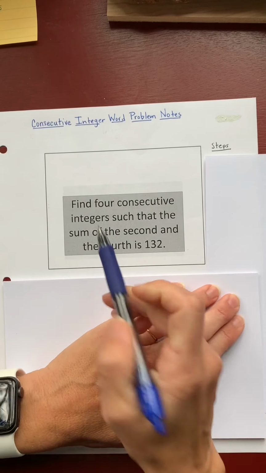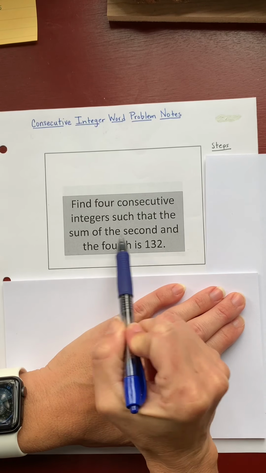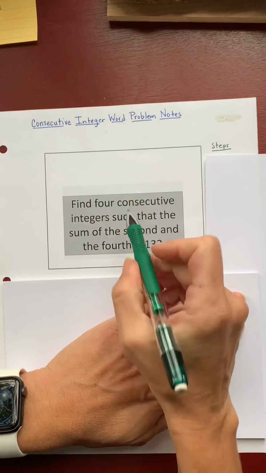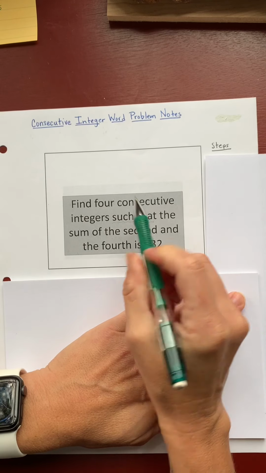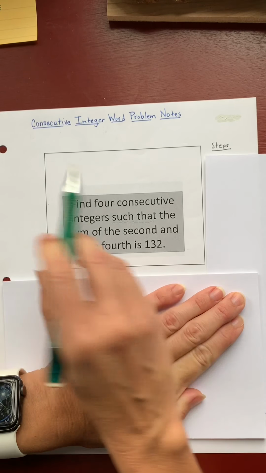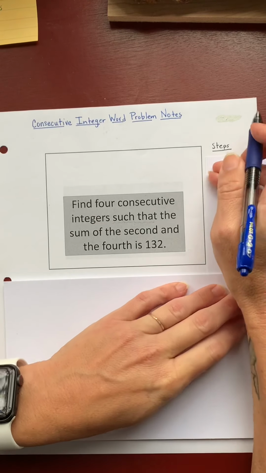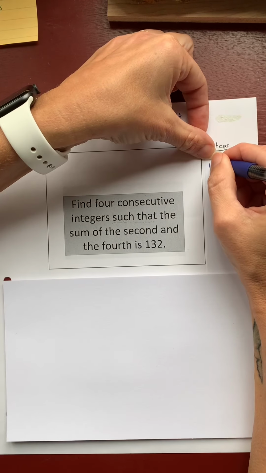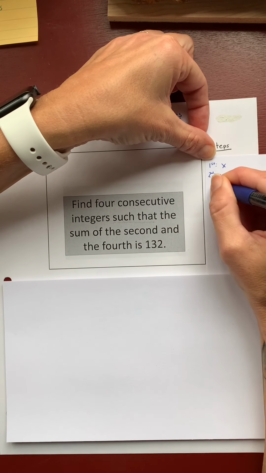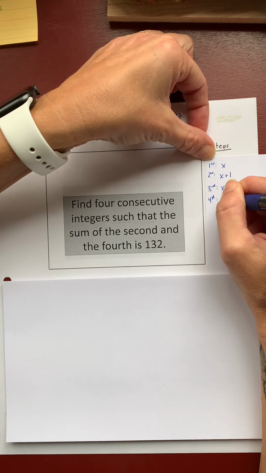So when I read a problem like this, find 4 consecutive integers such that the sum of the second and the fourth is 132. When I see these words "such that," this breaks up the problem for me. I want to first stop and say, how many integers do I have in this problem, and are they even or odd, or just regular? So if this says find 4 consecutive integers, the first thing I'm going to do is write down that the first number is x, the second number is x plus 1, the third number is x plus 2, and the fourth number is x plus 3.